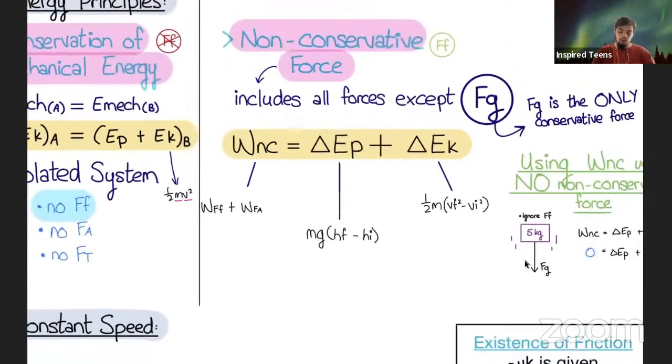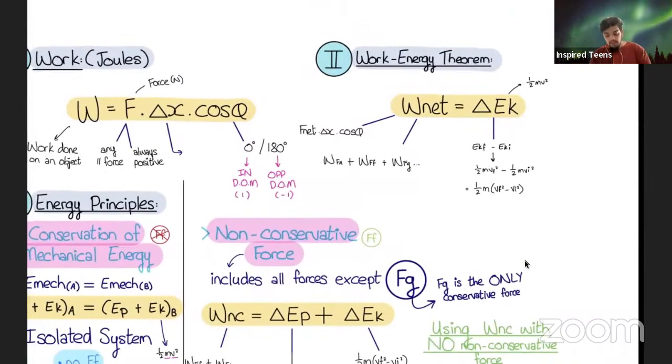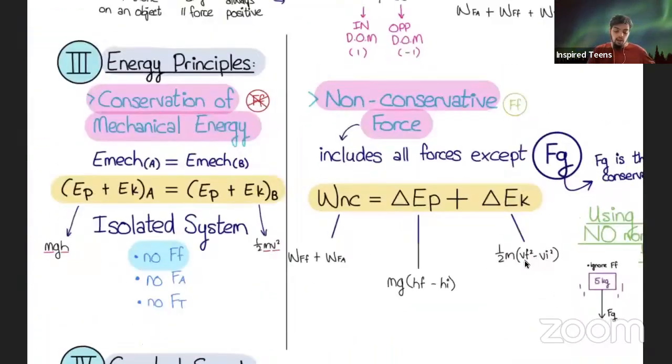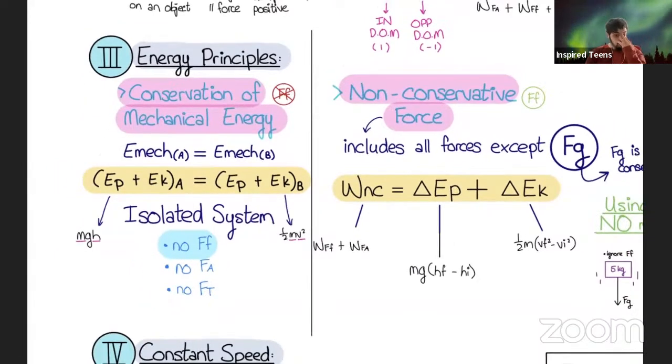Even though there's no friction, there's an applied force, and an applied force is a non-conservative force. So in those cases, you could use the work energy theorem or non-conservative forces. However, if your question has no friction, no tension, no applied force, the first formula that should come to mind, that you should definitely try, is conservation of mechanical energy. So these two formulas should be the first formulas you think of using. When there is friction, applied force, or tension, you try out non-conservative force.